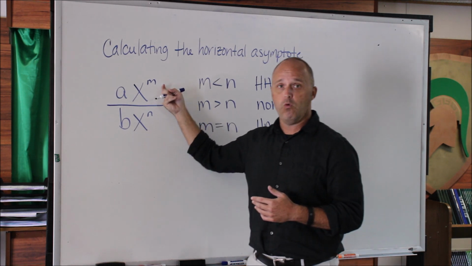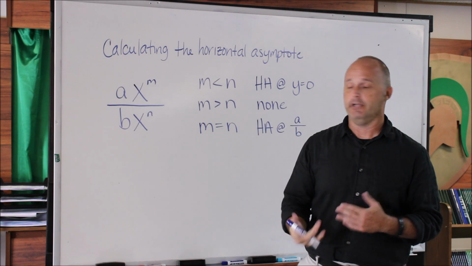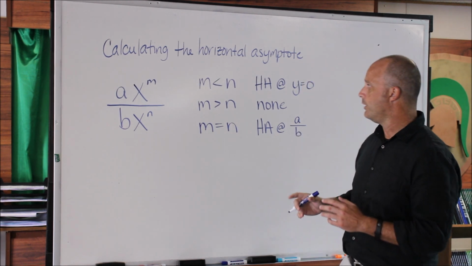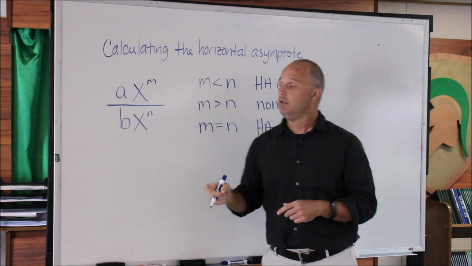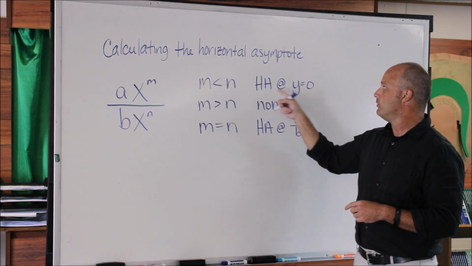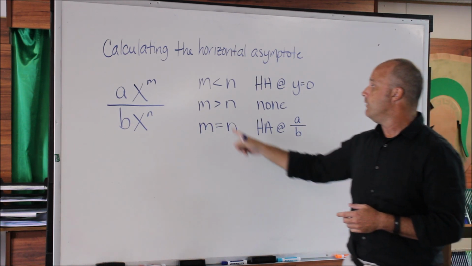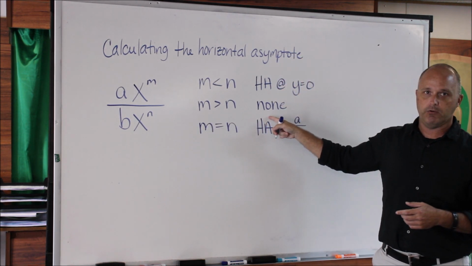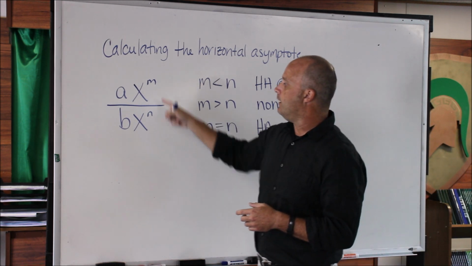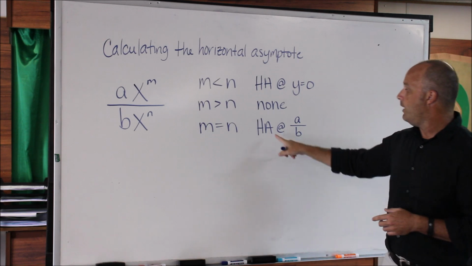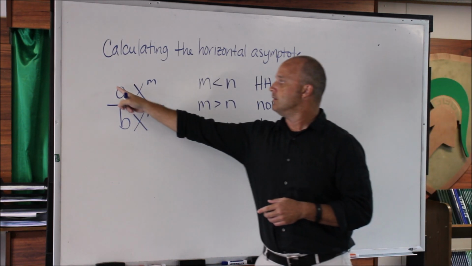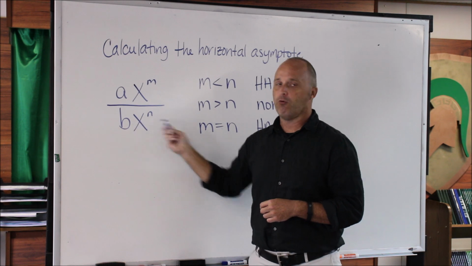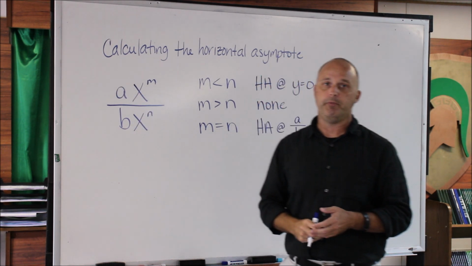So if you had x squared plus 1 in the numerator, then it would be second degree. If you had x cubed minus 1 in the denominator, then it would be third degree. So what we're looking for is the relationship between m and n. If m is less than n, then the horizontal asymptote is going to be at y equals 0. If m is greater than n, so if the degree of the numerator is greater than the degree of the denominator, then you're not going to have any horizontal asymptote. But if the degree of the numerator is equal to the degree of the denominator, then the way that you're going to calculate the horizontal asymptote is by taking the lead coefficient over the lead coefficient, so a over b. So if this were 3x squared and 4x squared, then it would be 3 over 4. That would be your horizontal asymptote.